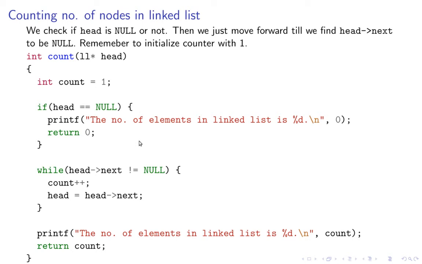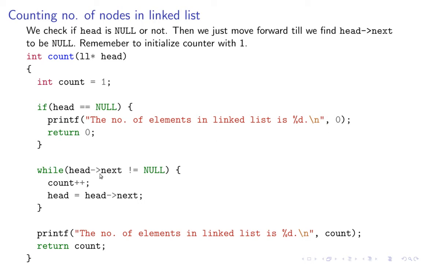Okay, so now we proceed to counting the number of nodes in a linked list. This is also very easy. So again, I have not drawn the diagram. We just move forward using head is equal to head next till we hit head next as null. So I initialize count is equal to 1. Now if head is null, then we say the number of elements in the linked list is 0, and we return 0.